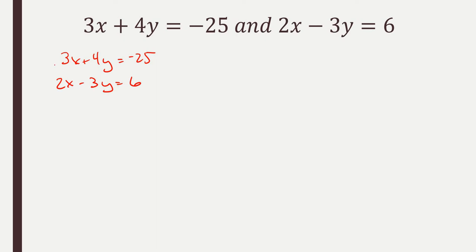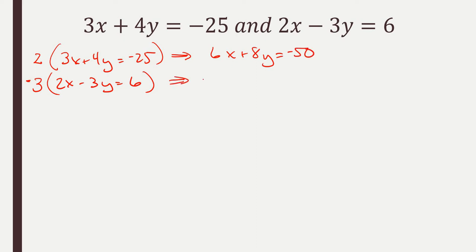So I'm going to take the x's because the numbers are just a little bit smaller, and I'm going to think to myself, what is the common multiple of 3 and 2? So it's going to be 6. So if I multiply the top by 2 and the bottom by 3, both of those coefficients will be 6. I'm going to take it a step further and multiply the bottom by -3. So now 6x plus 8y equals -50. On the bottom, I'm going to get -6x plus 9y equals -18.